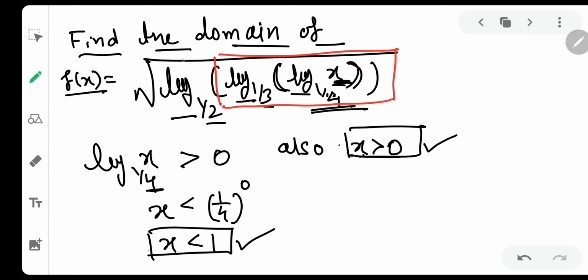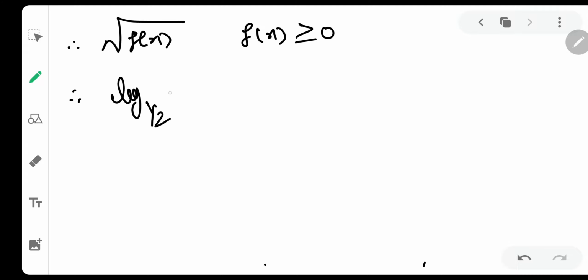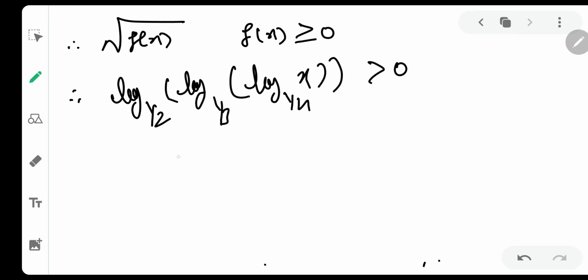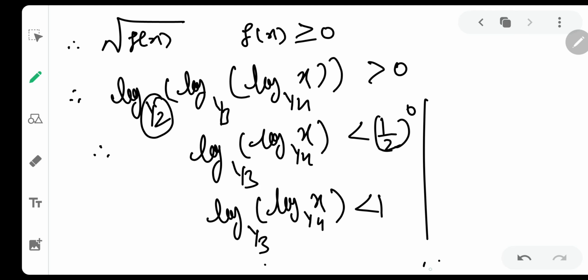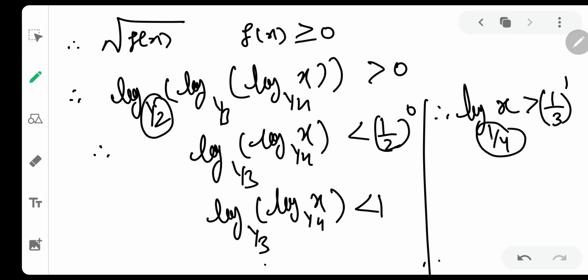Now inside this square root, this big logarithmic term should be greater than or equal to 0. Hence moving ahead, we can say that inside the square root, f(x) should be greater than or equal to 0. Therefore log of 1/2 to the base, log of 1/3 to the base, log of x to the base 1/4 should be greater than 0. Therefore this 1/2 shifts and this is less than 1, hence the inequality would flip. So that is (1/2) raised to 0. So log of log of x to the base 1/4 to the base 1/3 is less than 1. Again this 1/3 shifts, so it will be log of x to the base 1/4 greater than (1/3) raised to 1. Again this base 1/4 shifts, hence x is less than (1/4) raised to 1/3.